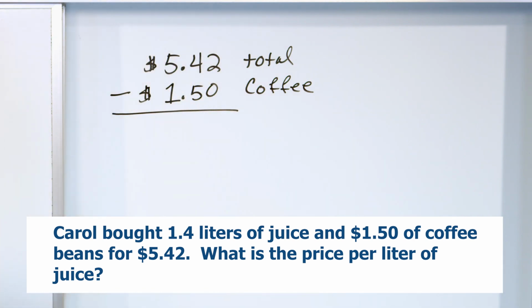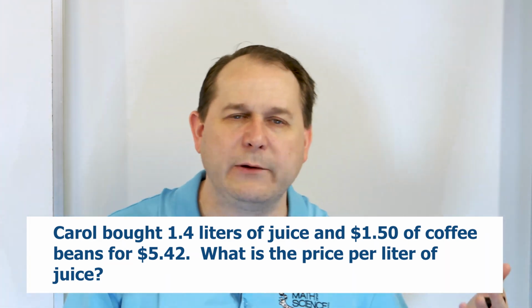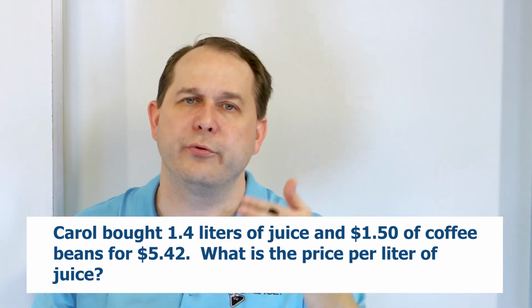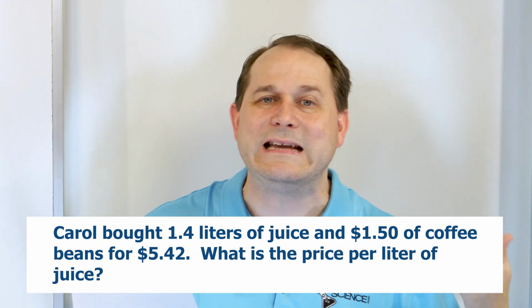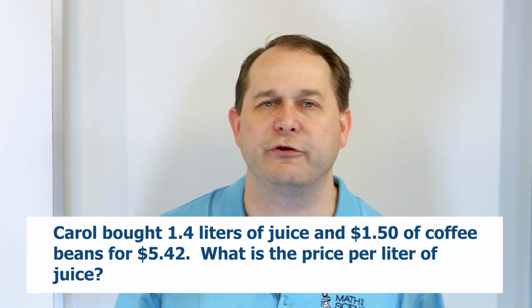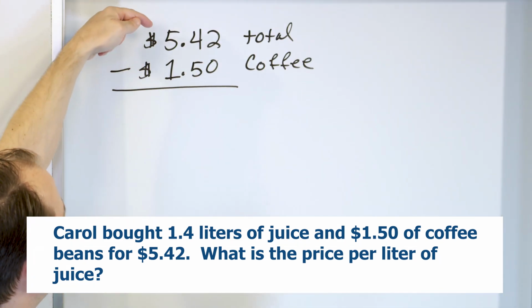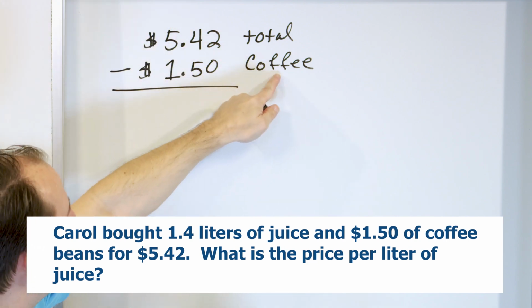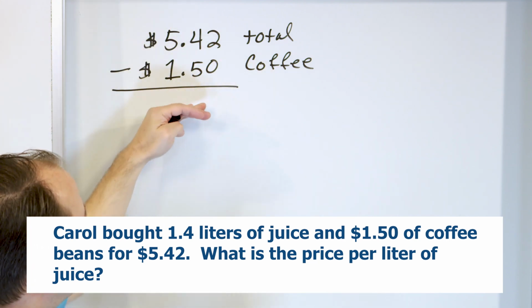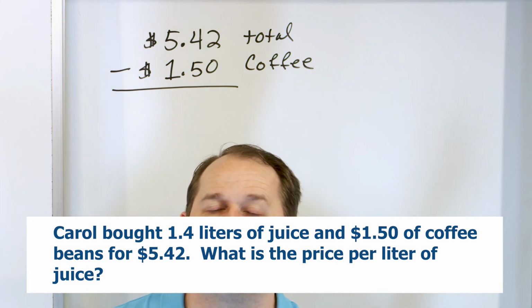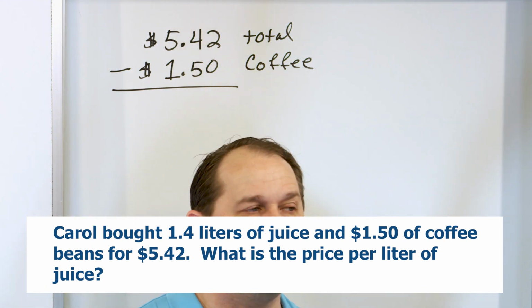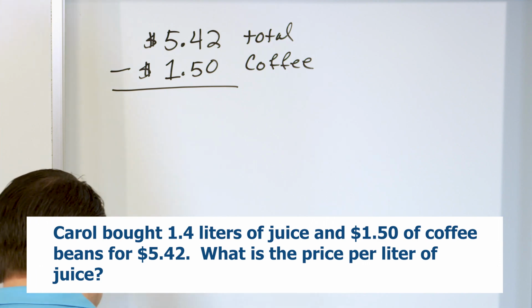So what we want to do is subtract these numbers. Why do we want to subtract them? Because we want to figure out how much money we spent on juice. We want to know the price per liter of juice. We need to know how many dollars we spent on juice. So if we know we spent this much total, and if we know we spent this much on coffee, we will subtract, and that will tell us how much of the money we actually did spend on the juice. So we have to subtract.